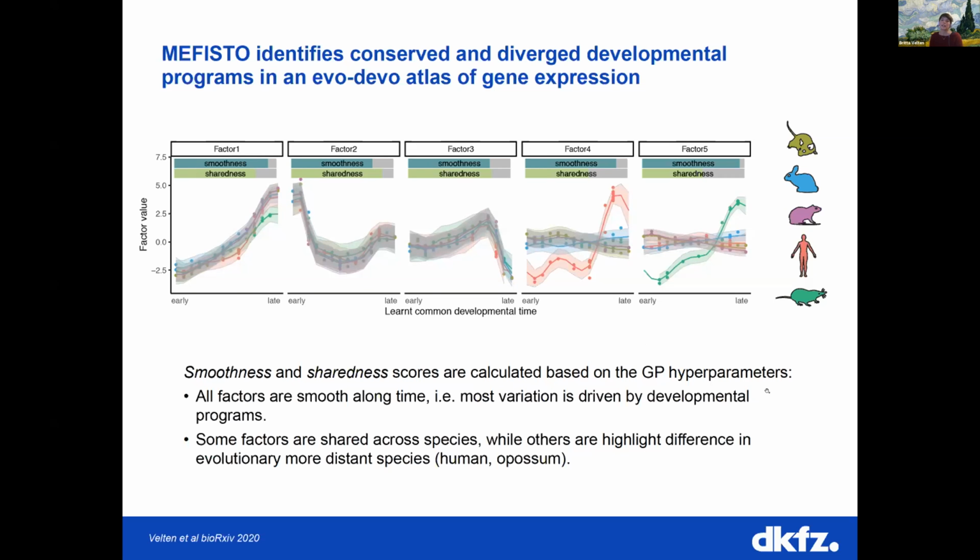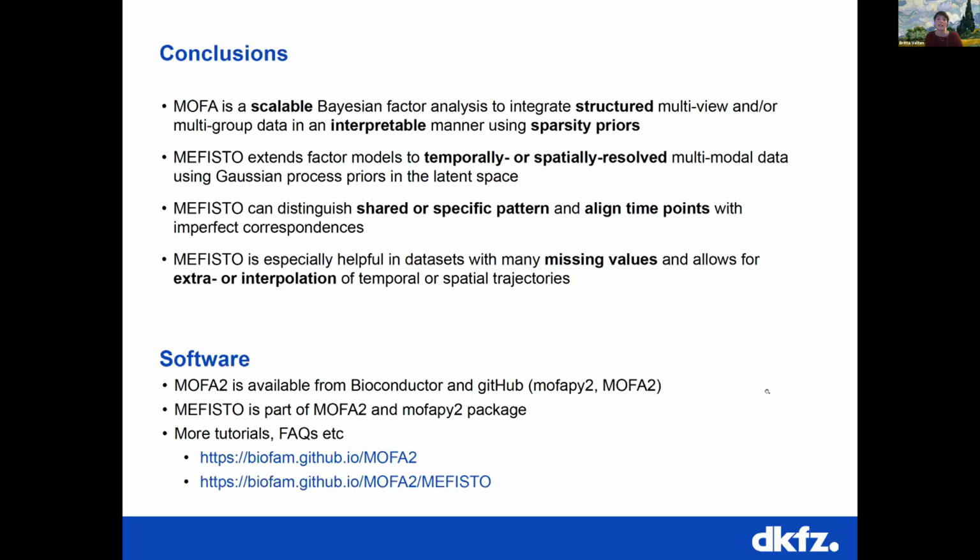So I will just conclude for this talk and summarize. I've shown you that with MOFA, we've developed a scalable Bayesian factor analysis framework that is able to integrate structured multi-view and or multi-group data in an interpretable manner using these sparsity priors. And with Mephisto, we've extended this framework to model also temporally or spatially resolved multimodal data using Gaussian process priors in the latent space. And thereby we can distinguish shared or specific patterns and also align time points if we have imperfect correspondences between the different groups.